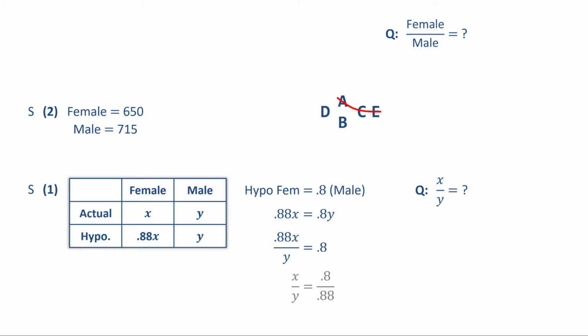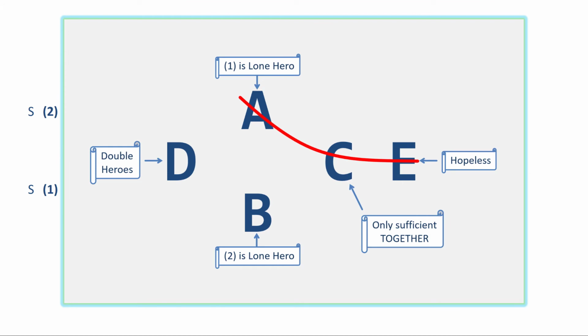Alright, let's enlarge the DABC grid to pick our final answer. Each of the statements is sufficient, so this is a case of double heroes. The answer is D.